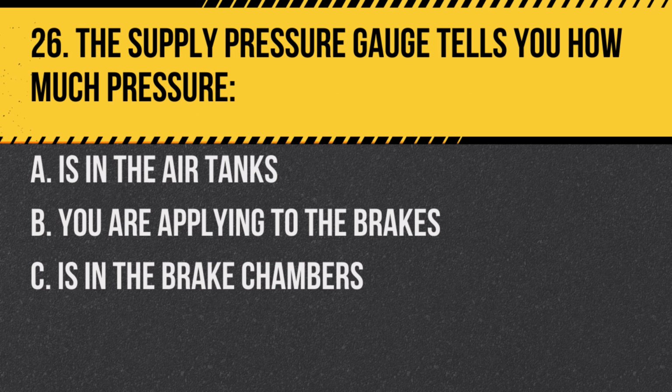Question 26. The supply pressure gauge tells you how much pressure A. is in the air tanks. B. you are applying to the brakes. C. is in the brake chambers. Answer. A. is in the air tanks. It's essential for monitoring available air for braking.